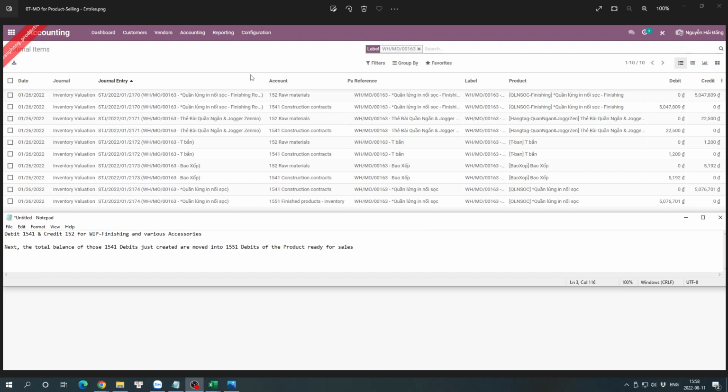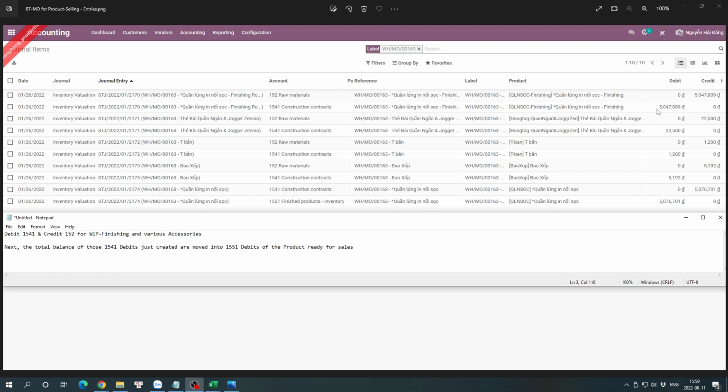Next, we have the final stage of production, that is finishing. And here's how you want to look at this screen right here. All the way here, except for the last two lines, are about consuming material and work in progress for finishing. So you see, we are reducing or crediting the input that we have, that is 152, and at the same time we are moving all this value of whatever we consumed to an intermediary account 1541.